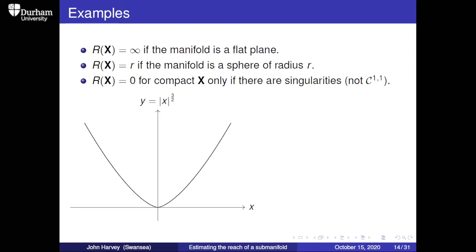And then for a submanifold to have 0 reach, it might be that it's only immersed, as we discussed, but if it's embedded, then it will have to be with some sort of singularity. Okay? Any C^{1,1} embedding will have positive reach. But if I look at something like the absolute value of x to the power of 3/2, this is not a C^{1,1} function, so it's got a singularity at the origin there. And the point is that the tangent directions are changing too sharply for you to fit any ball into that little corner at the origin.